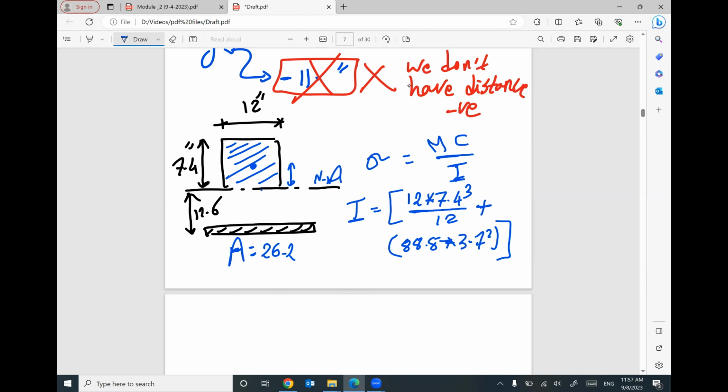So BH cubed divided by 12 plus area times distance squared plus this part. I will not use BH cubed divided by 12, it's very small. So I'm going to use the area times the vertical distance squared, 12.6 squared. So I can figure out the value of the area. So 12 times 7.4 cubed divided by 12 plus your area 88.8 times 3.7 squared plus 26.2 times 12.6 squared.